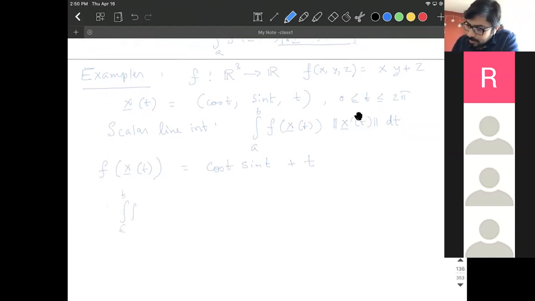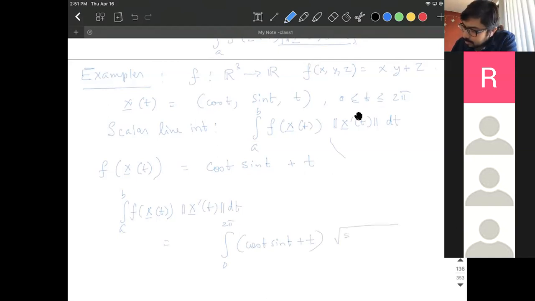So this integral from a to b of f of x(t) times the norm of x prime(t) dt. Here a and b are 0 and 2 pi. So from 0 to 2 pi, this is cosine of t, sine of t plus t. And what is the norm of this x prime of t? We already computed it. So this would be sine squared t plus cosine squared t plus 1.